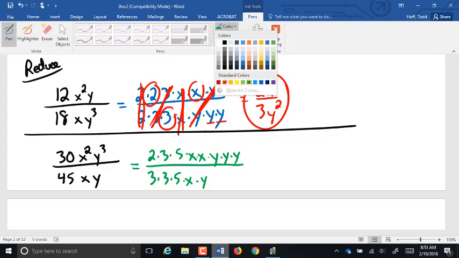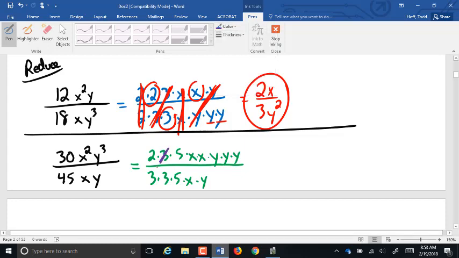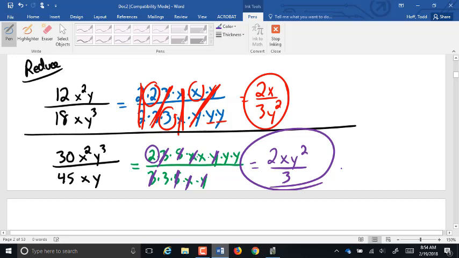What cancels? We can cancel a 3, we can cancel a 5, an x and a y. So on top, I've got just the 2 and then y, so 2, oops, there's an x up there yet too, isn't there? 2x y squared, and on bottom I just have the 3. Any questions on those?